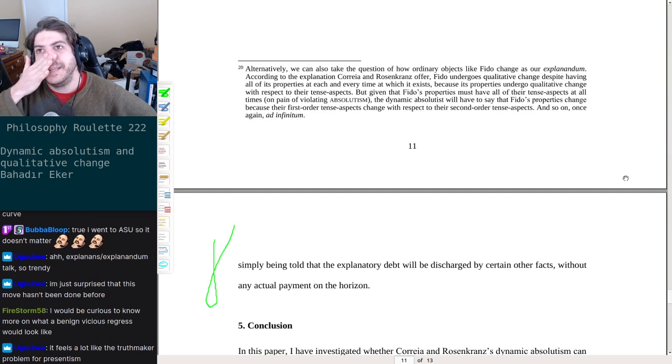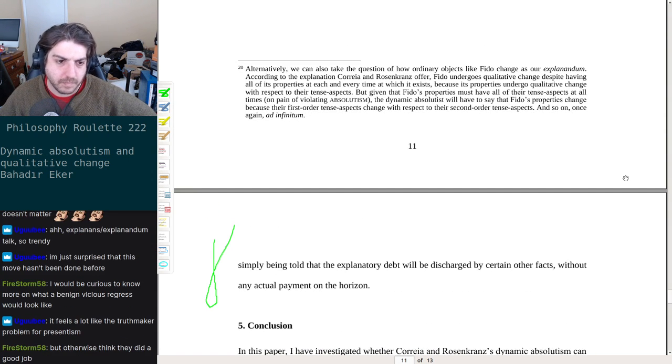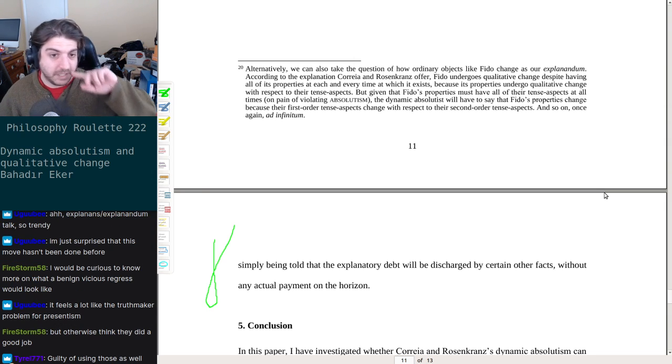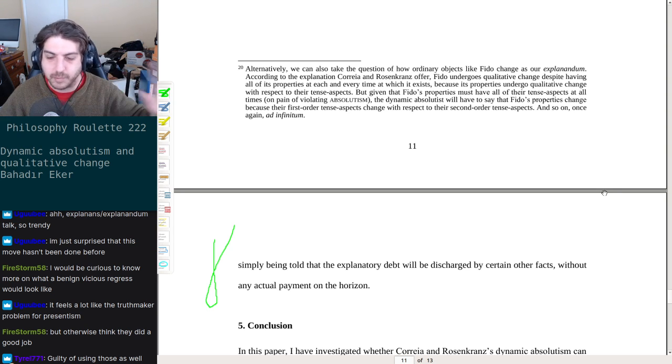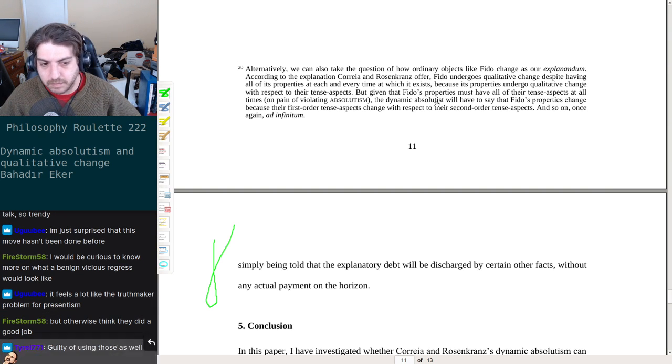Okay. So what is a benign regress? What a benign vicious regress would... Well, there's no benign vicious. I mean, unless you mean like there's a slash between them. Yeah, everyone's guilty of using them at some point. You have to. Sometimes it really does do work for you, so you don't have to keep repeating the definition of the word we're saying. Just say, okay, the explanans or the explanandum, or definiendum.